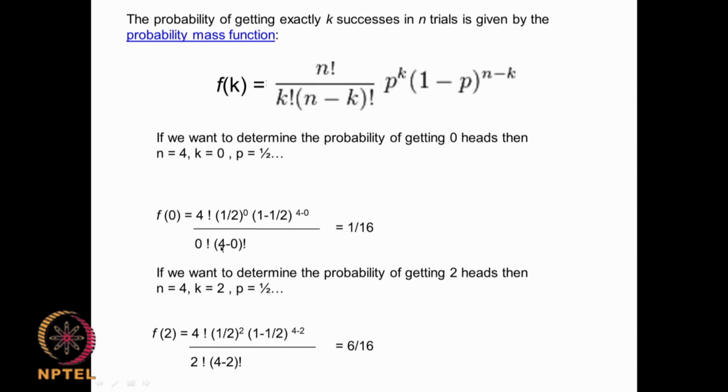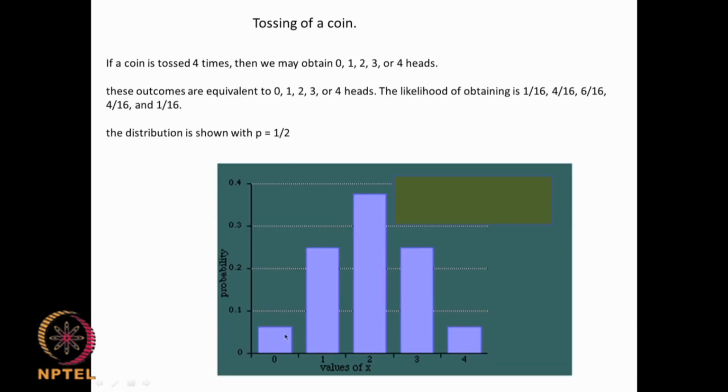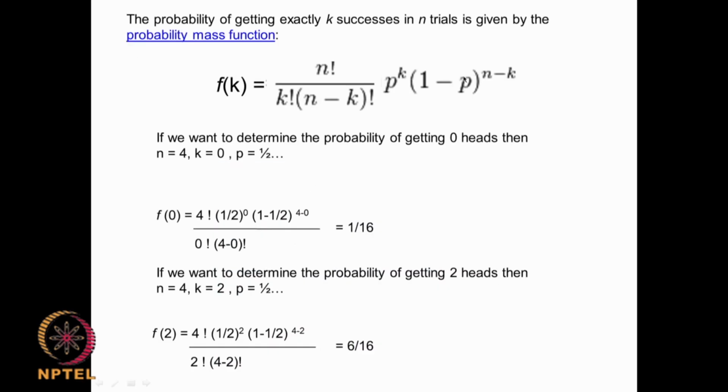So we have 4 factorial in the denominator as well, so these cancel, and we have half raised to the power 4, that means 2 into 2 into 2 into 2, which is 1 by 16. So if you want to see 0 heads when you toss a coin 4 times, the probability will be 1 by 16. That is what I had mentioned here, right, 1 by 16. This is how you get the data.